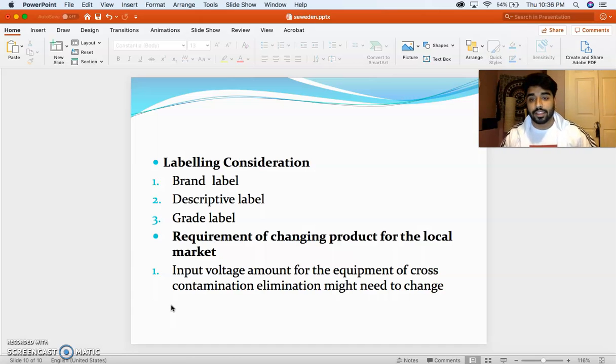And the third comes the grade label. The grade label is the label which describes the quality of the product. As for example, the product can be AA quality or AAA quality, so it is mentioned at the back of the product. So the next is requirement of changing products for the local market. First, input voltage amount for the equipment of cross contamination and elimination might need to change.